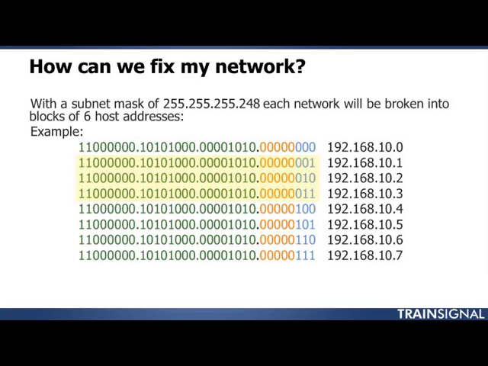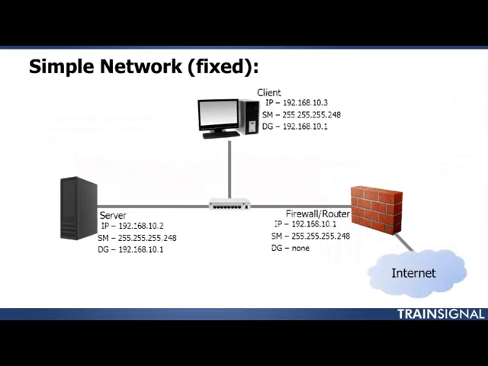So here, you'll see, to fix this problem, I have grabbed hold of a block of IP addresses, and you'll notice that these IP addresses are all valid in that first range that we did. So we can use 192.168.10.1, 2, and 3 and have our network work. If we take a look at the diagram, you'll see that if I simply make the client 192.168.10.3, the server 10.2, and the firewall 10.1, now our network has been fixed.